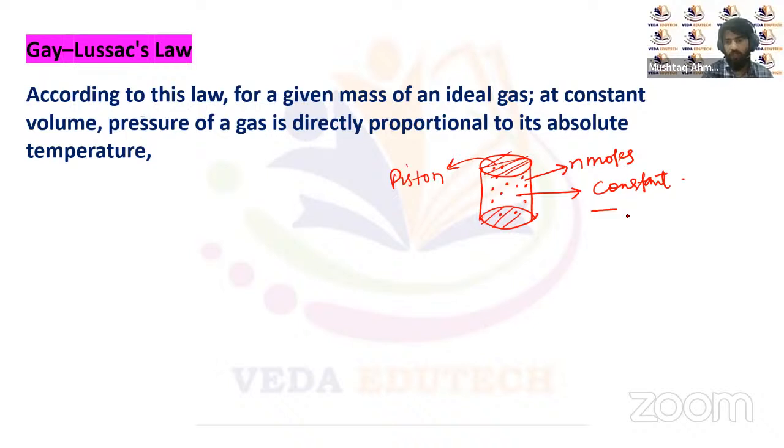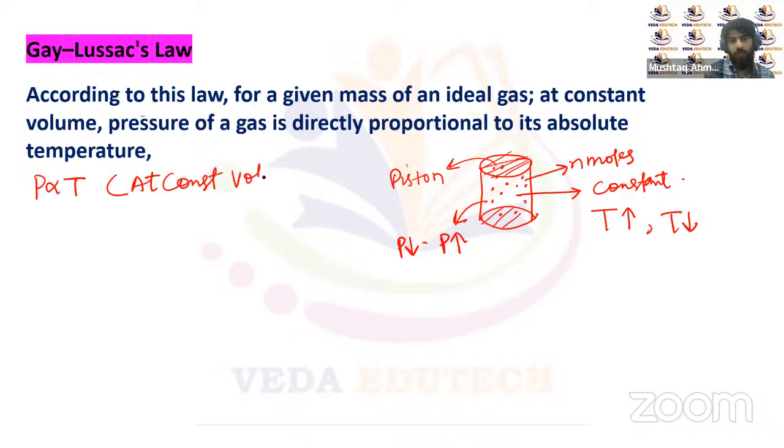What we find is that if we increase the temperature, then the pressure of this gas is also going to increase, or if we decrease the temperature, then the pressure of this gas is also going to decrease. So according to Gay-Lussac's law, the pressure is directly proportional to the temperature at constant volume. So if we keep the volume of a container constant, then the pressure of the gas in the container will be proportional to the temperature. Upon increasing the temperature, the pressure will increase. Upon decreasing the temperature, the pressure will decrease.